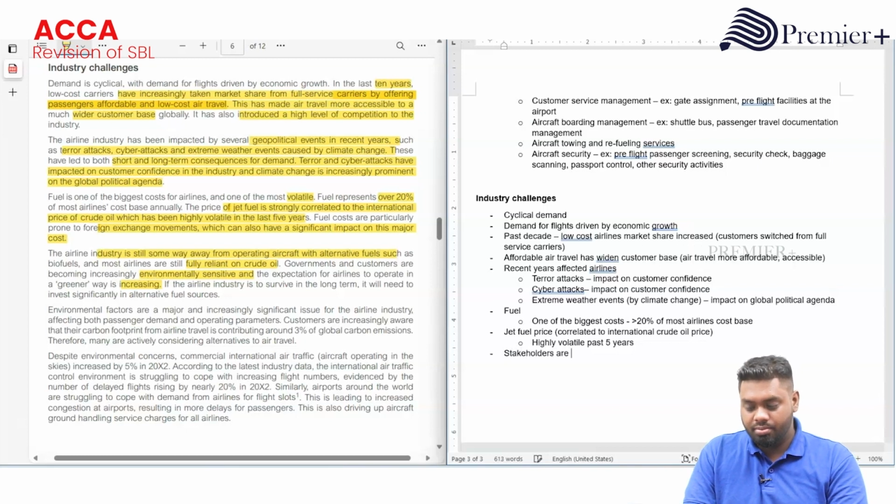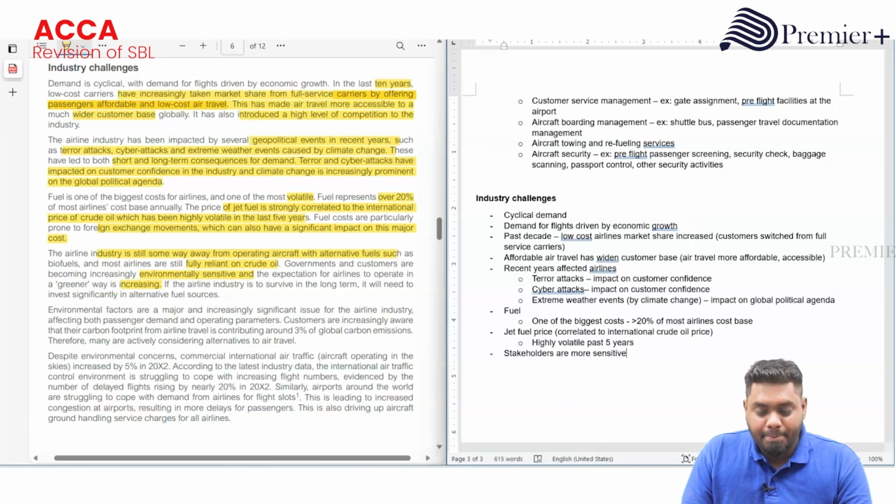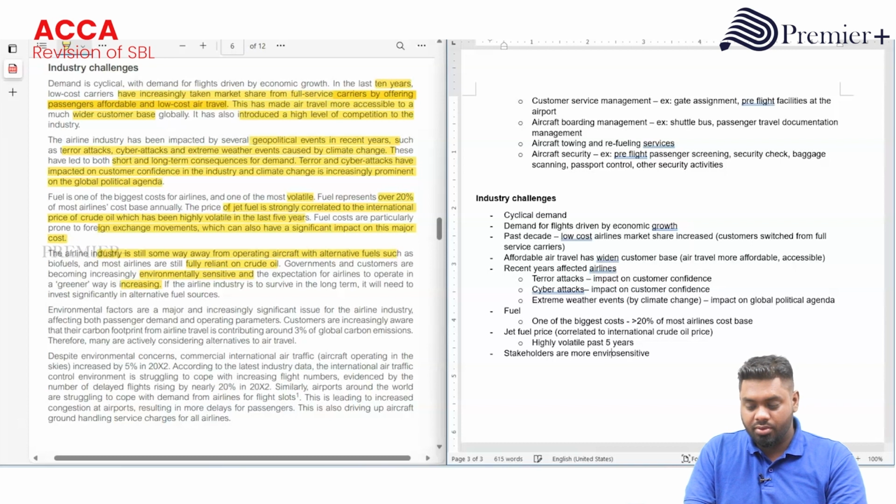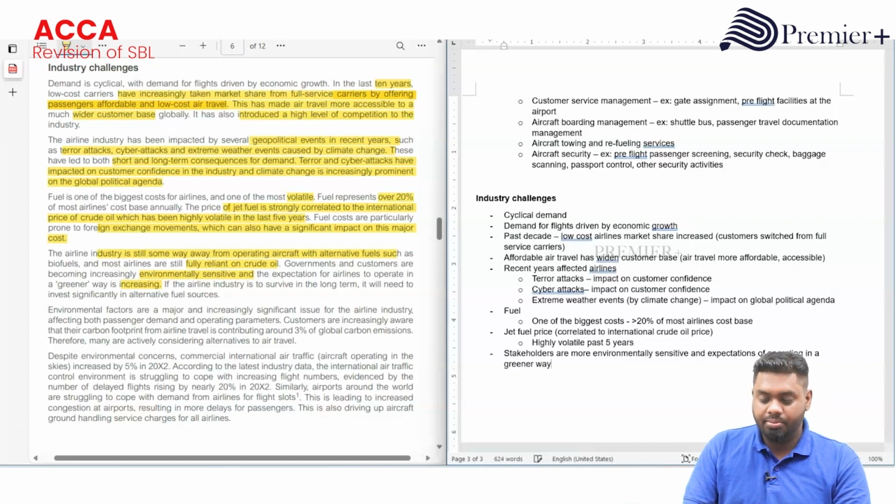Stakeholders are more environmentally sensitive, and expectations of operating in a greener way are increasing.